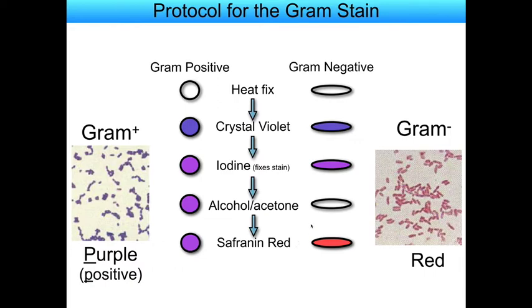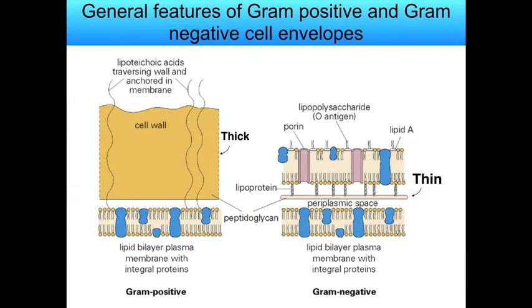Now, gram-negative cells will lose that first stain, and therefore, after adding safranin red, they'll be counterstained red or pink. However, gram-positive cells will hold on to that original crystal violet and appear purple or violet in a gram stain. So what's going on here? Well, gram-positive cells have a very thick cell wall, whereas gram-negative cells have a very thin cell wall. Gram-negative cells also have an outer membrane.